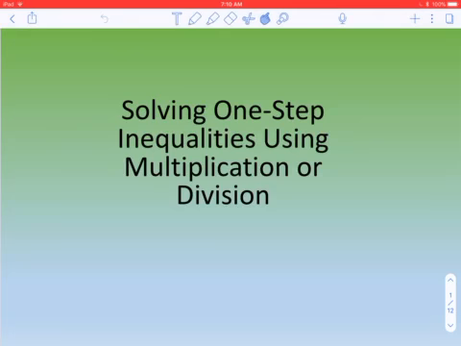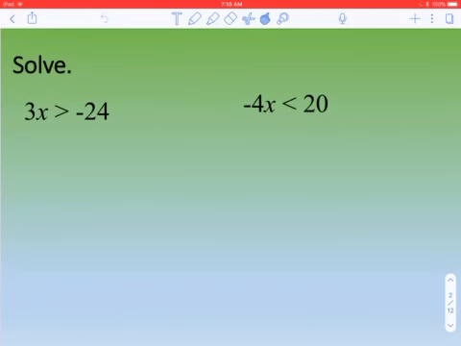Today we're going to be using multiplication and division. So here are a couple of example problems. It's going to be really similar to what we were doing with one-step equations.